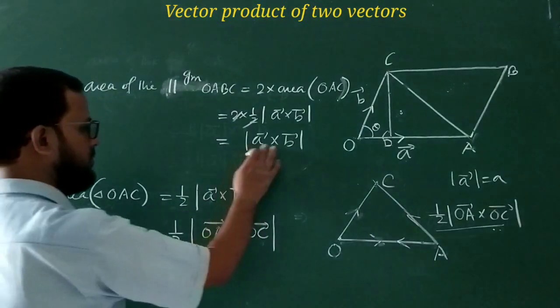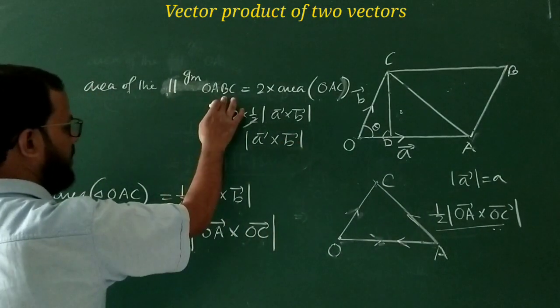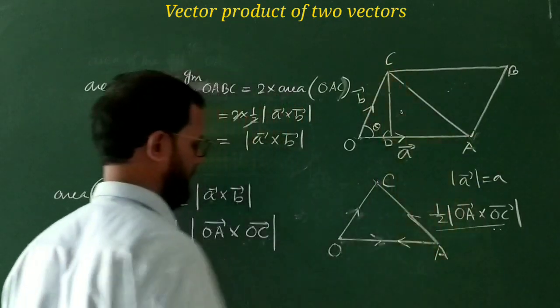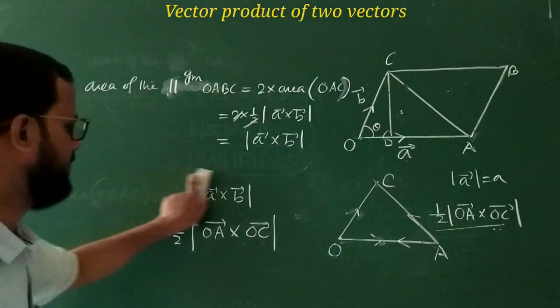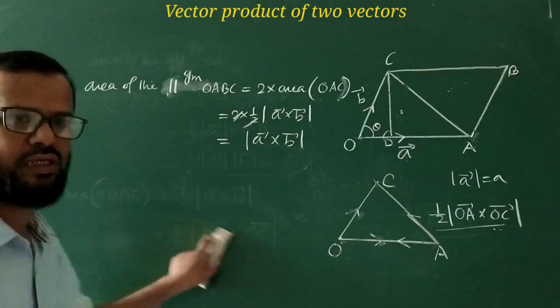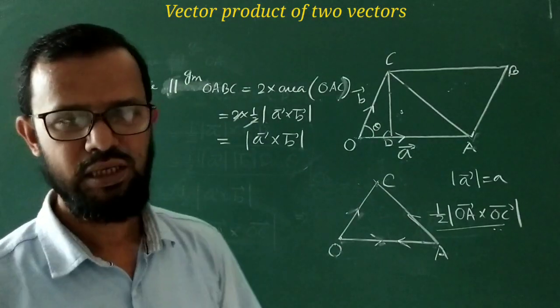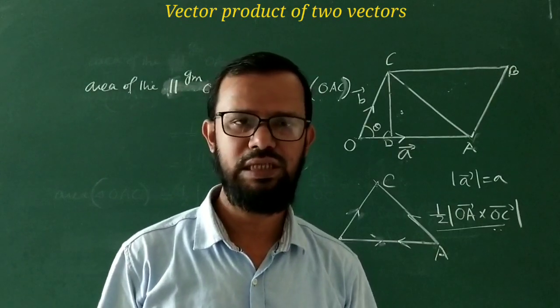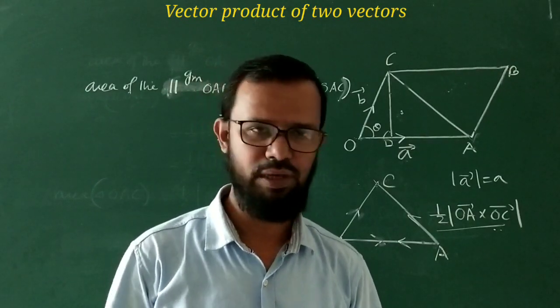So magnitude of A cross B represents the area of the parallelogram whose adjacent sides are represented by what? A vector and B vector. So the final statement you can write: if A vector and B vector represent the two adjacent sides of a parallelogram, then what is the magnitude of A cross B? The magnitude of A cross B represents the area of that particular parallelogram. Okay.